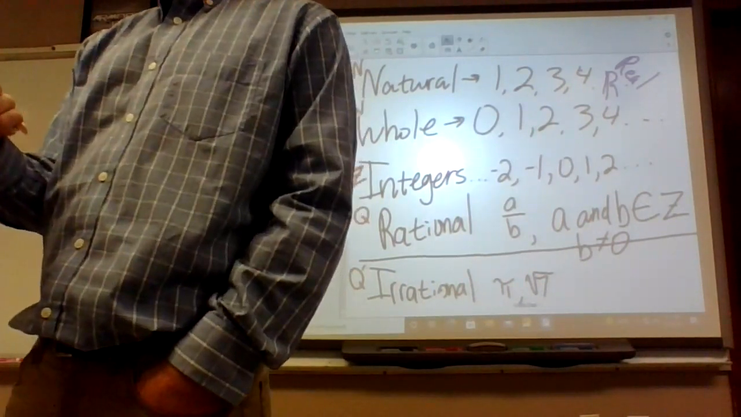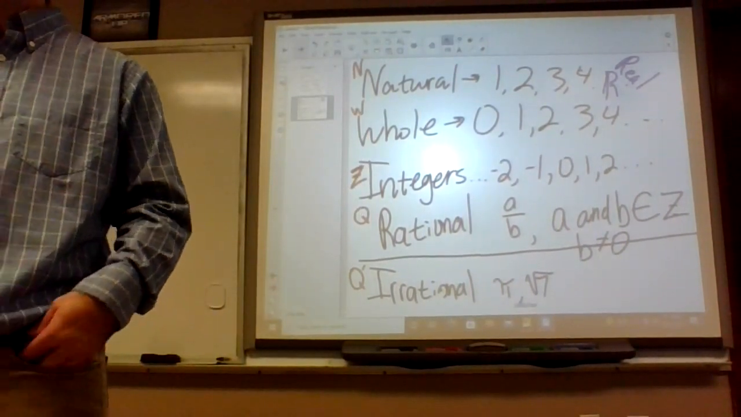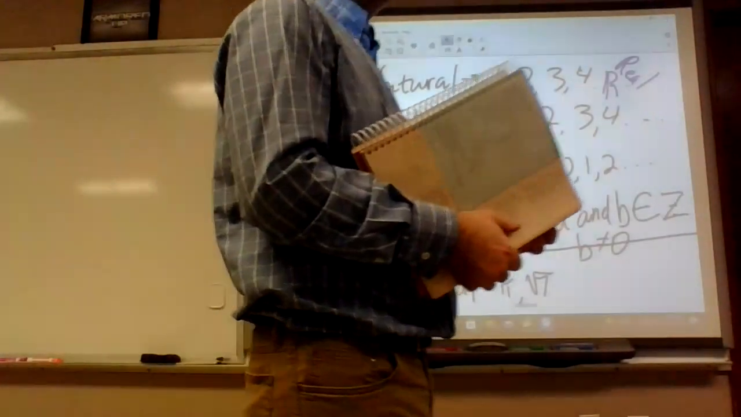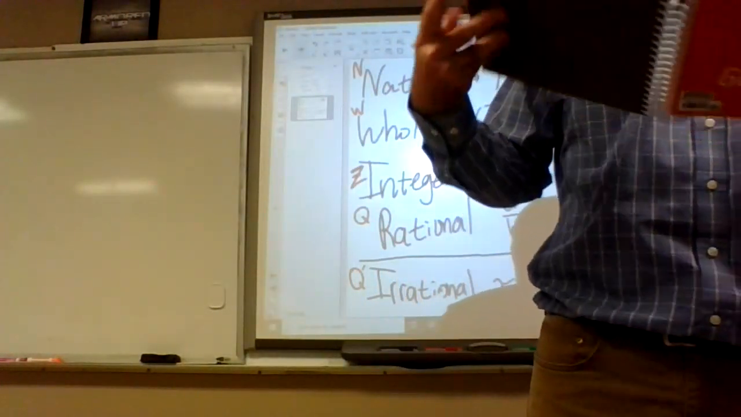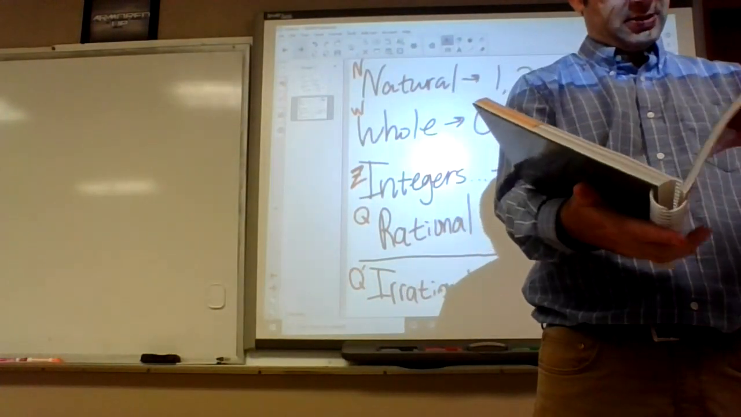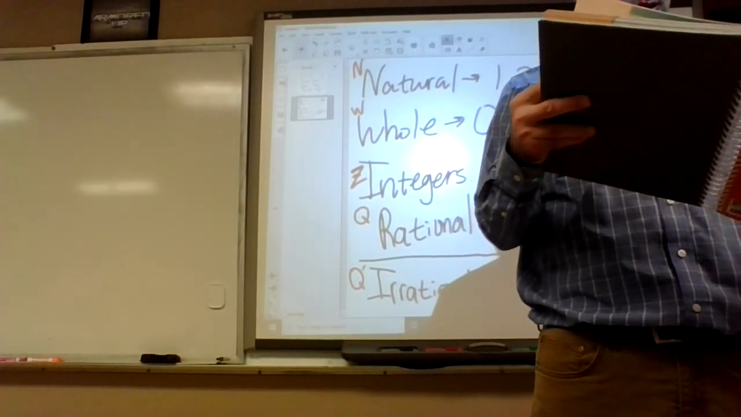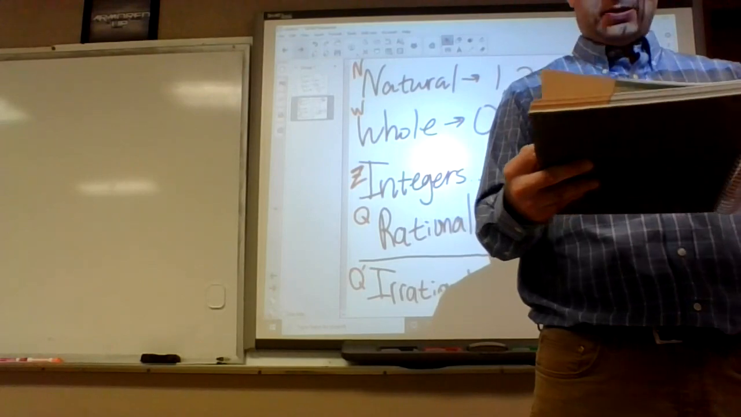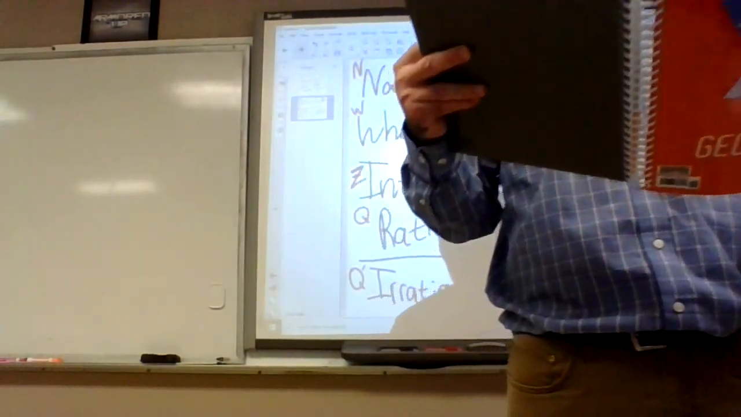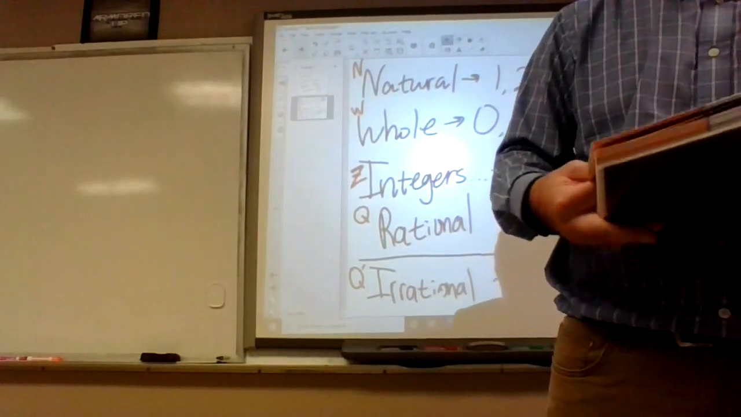37. State the property illustrated. What page were those algebra properties on? I think it's 80 or 79 maybe. It's on page 78 and 79.